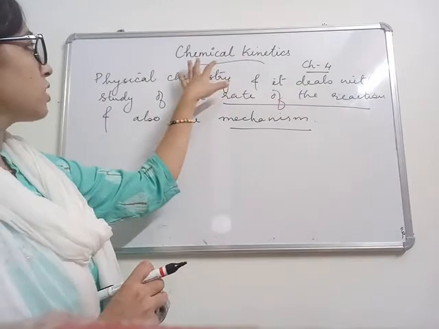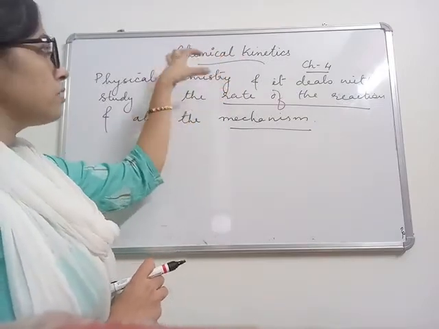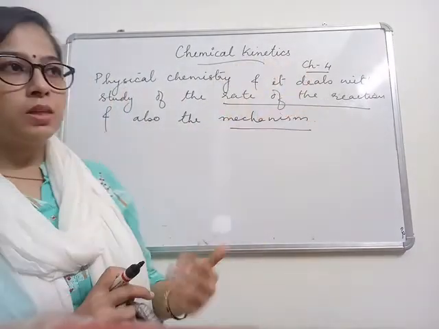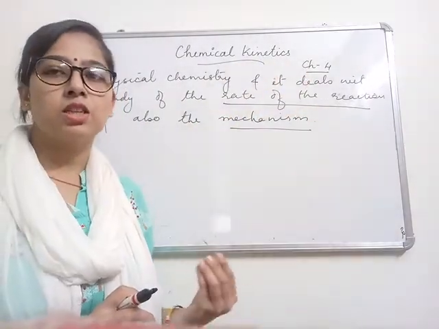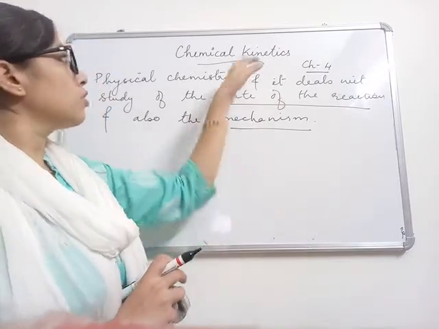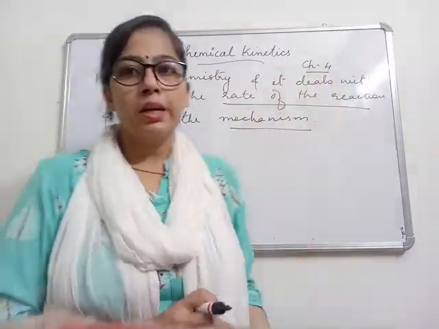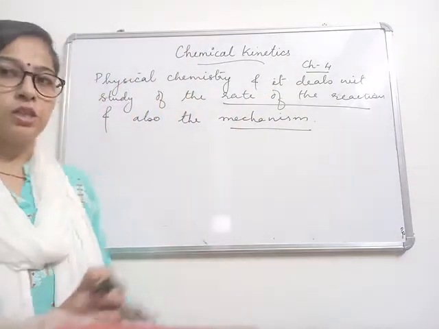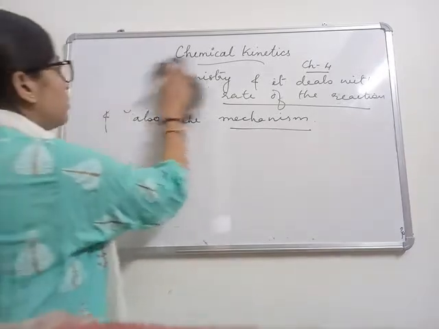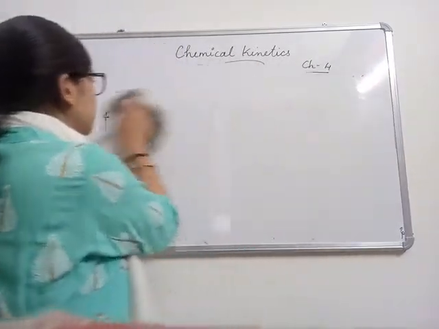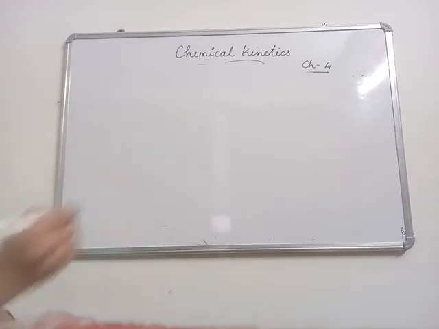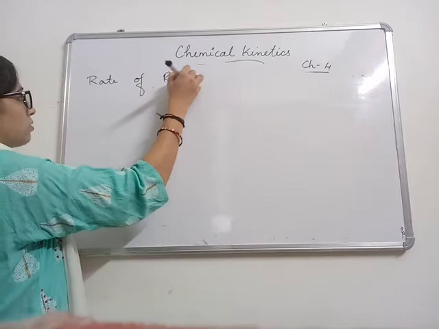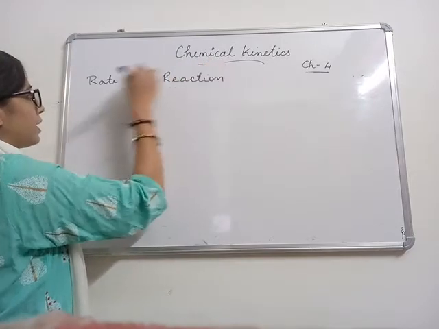So we are going to discuss chemical, that is the different kinds of chemicals. What is kinetics? Kinetics means the study related to motion, speed, movement. So how do chemicals move in a chemical reaction, that can be studied with respect to the term rate of the reaction. So now in this chapter we are going to discuss the term called the rate of a reaction. So what do we mean by rate?